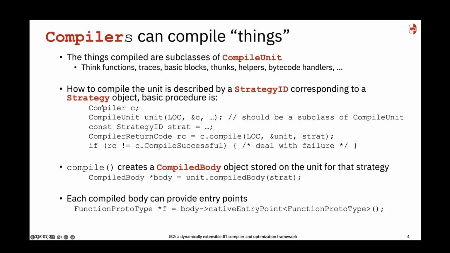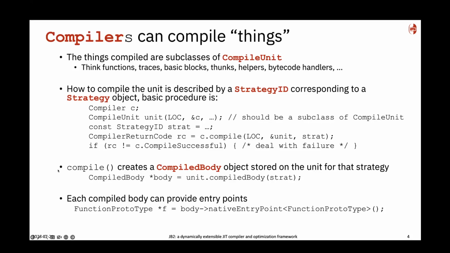So this code here shows the basic process. You create a compiler, you create some kind of compile unit, which obviously is very generic. You can't actually allocate a compile unit. Like you can, but it's not very useful because it doesn't do anything. And then you get your hands on a strategy ID from somewhere. I'll talk a little bit about that later. And then from the compiler, you can ask it to compile the compilation unit using this strategy. And then if that was successful, then it's great. If it wasn't successful, you can deal with the failure. Hold your questions about that section of code just now, because I'm going to go through a few points on it.